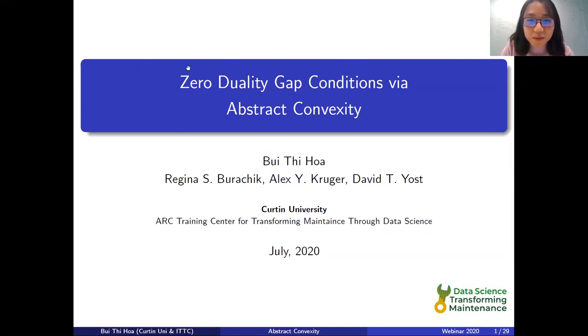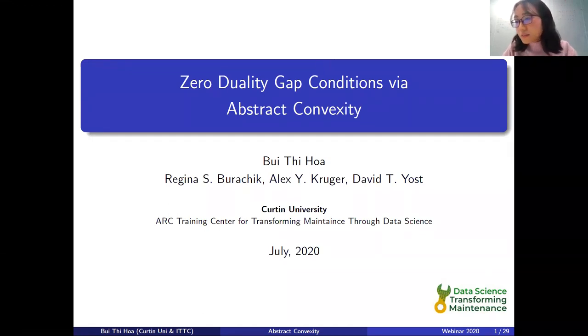So my talk today is a joint work with Regina, Alex, and David. This is about abstract convexity, and zero duality gap is an illustration, and also some application of abstract convexity.